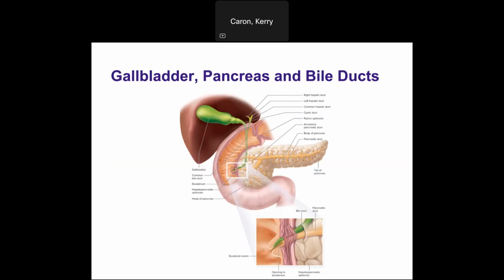So we have the liver, and the liver produces bile. Secretin says to the liver, produce more bile. And then that bile is going to leave the liver through the right and left hepatic ducts, go through the cystic duct, and be stored in the gallbladder. And we'll talk about what happens from there next.